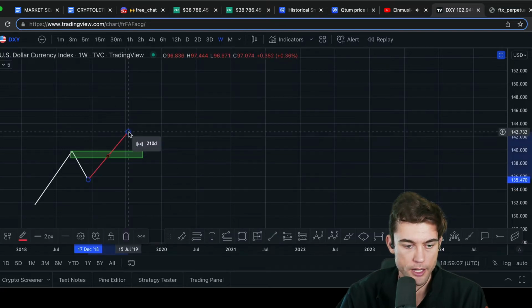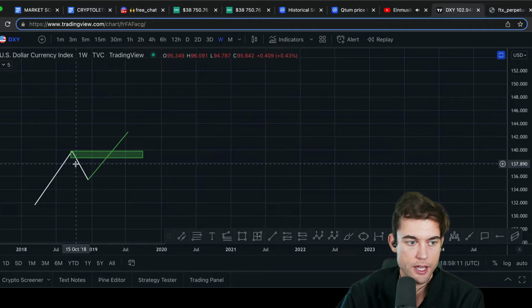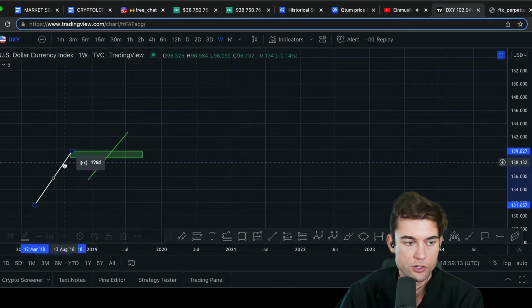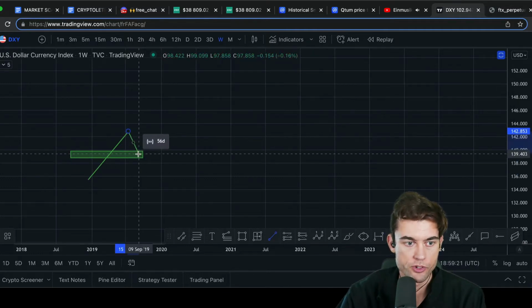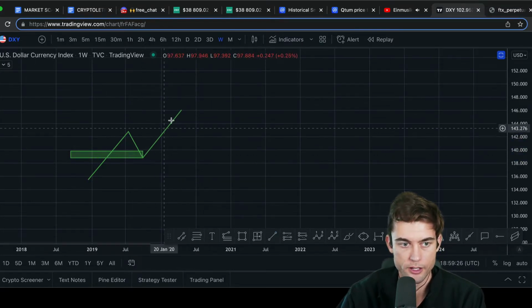Excuse me, make this white again. Actually, I'm going to make this green. So let's say that the trend is green because we are in an uptrend. So it looks something like this, right? This is what the trend is looking like.